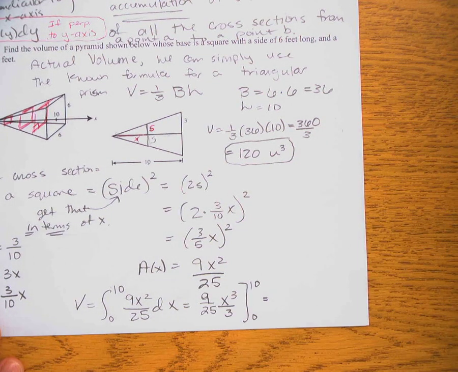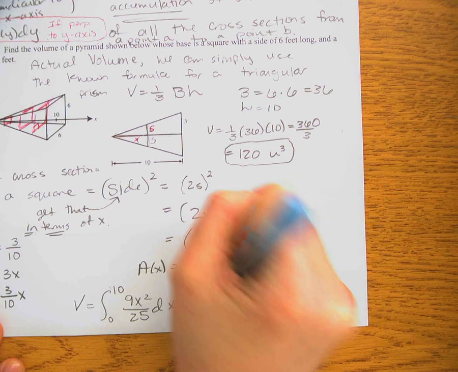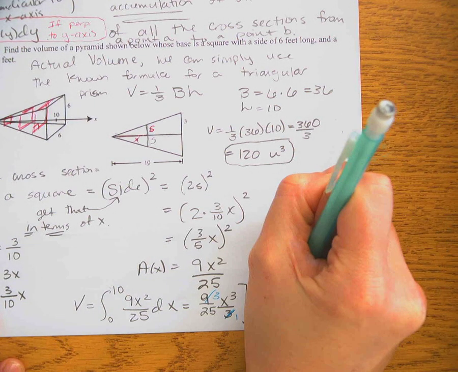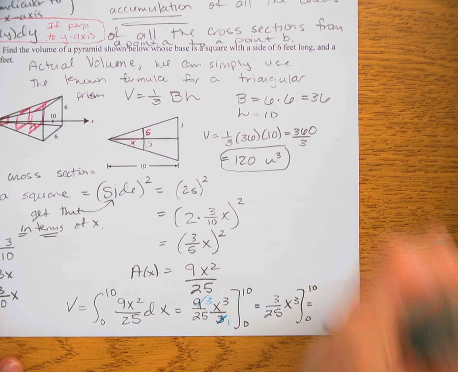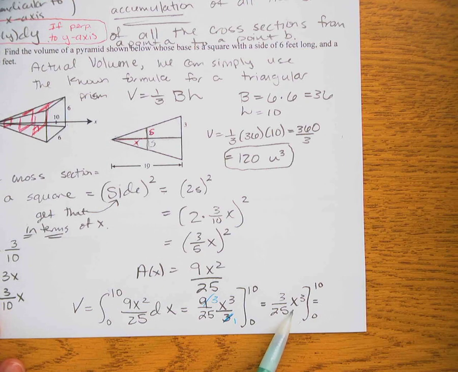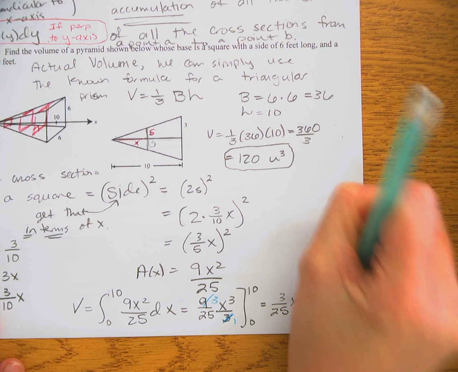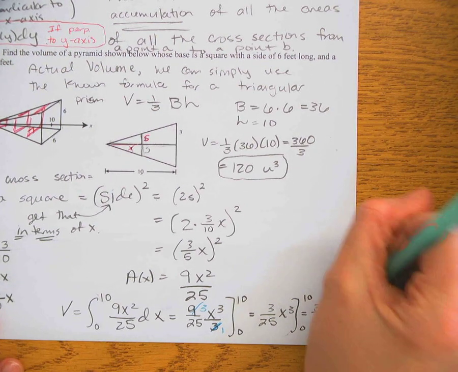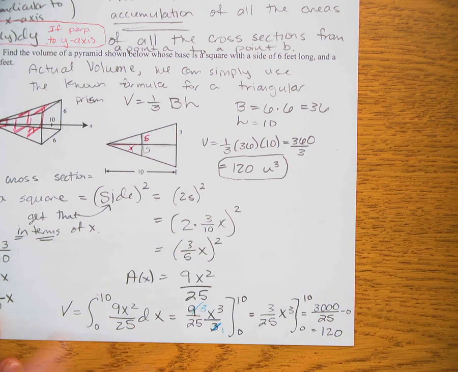Well, the 3 and the 9 will cancel. So you'll have 3/25 x cubed. You evaluate it from 0 to 10. So that ends up being 10 cubed is 1,000. So it ends up being 3,000 divided by 25, and then minus 0, because if you plug 0 in there, you just get 0. And then that ends up being 120, just like we got up here when we just used the formula.